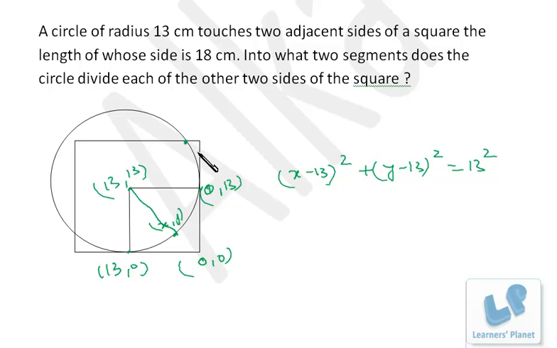Now this point is actually what? The height of this square, or side of this square, is 18. That means the y coordinate is 18, but we don't know the x coordinate. So I write the x coordinate as h and the y coordinate is 18. Now this point (h, 18) is also lying on this circle, and we have the equation of the circle. That means (h, 18) should satisfy this equation, right? So I put h and 18 in the place of x and y.